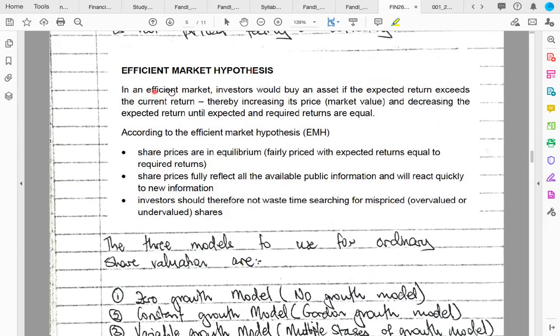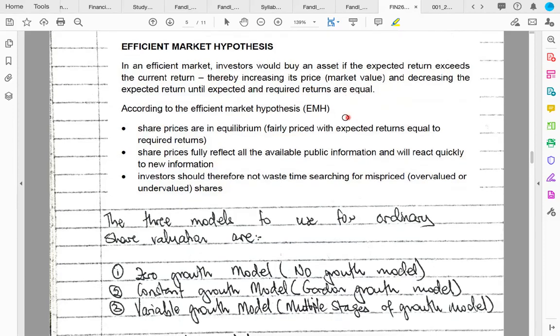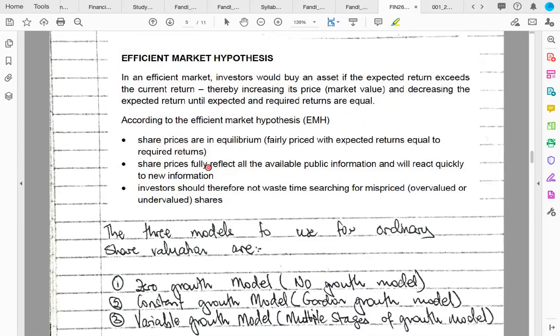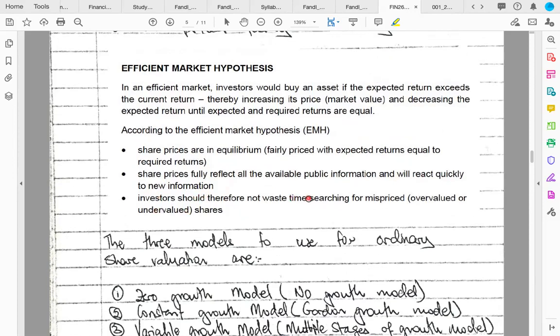If a market is efficient, in an efficient market, investors would buy an asset if its expected return exceeds the current return, thereby increasing its market price and decreasing expected return until expected and required returns are equal. I'm going to explain this, don't worry. According to the efficient market hypothesis, share prices are in equilibrium, fairly priced with expected returns equal to required returns. Share prices fully reflect all available public information and will react quickly to new information. Investors should therefore not waste time searching for mispriced, overvalued, or undervalued shares.